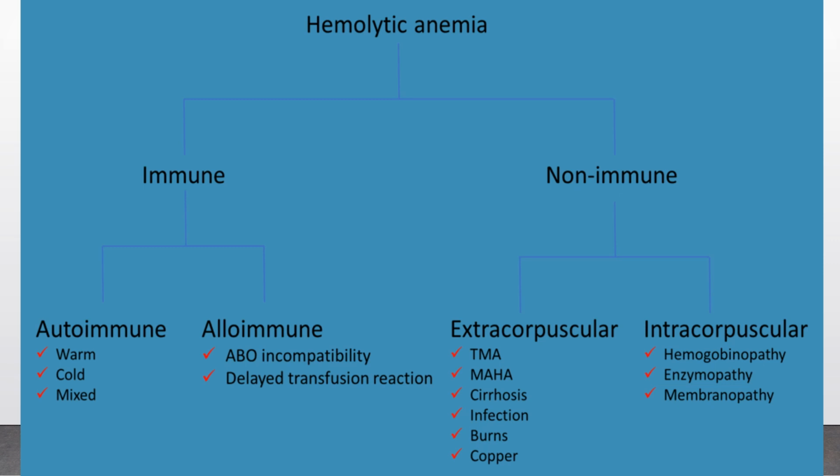Extracorpuscular, extracellular, intracellular reasons. Okay, so it can be thalassemia major, cirrhosis, infection, burns, so many things, copper poisoning, and autoimmune, alloimmune, immune related, warm and cold autoimmune hemolytic anemia. It can be a mixed picture too, sometimes alloimmune, that is the same species from human beings, transfusion reactions or ABO incompatibility.